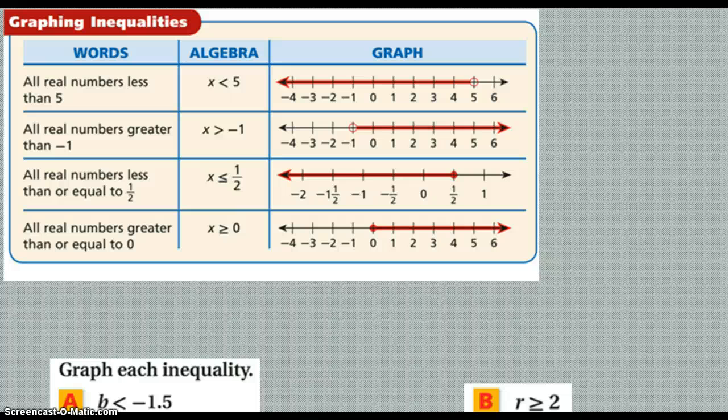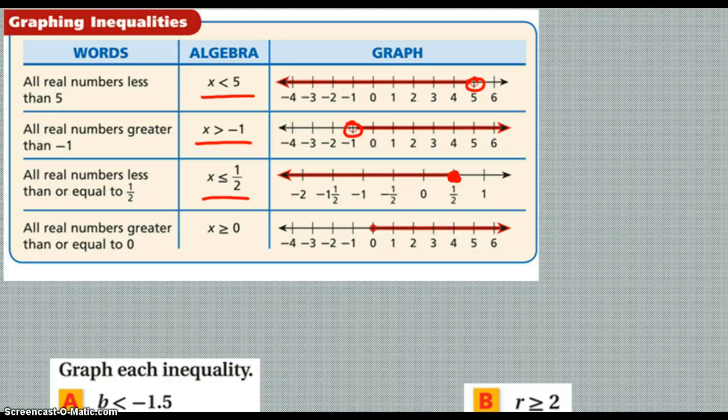And this is a chart that describes that. So they give you a little example. If we look at the first one, this is x is less than 5. Less than 5 does not include 5, so there's an open circle on 5. x is greater than -1, so all things greater than -1, but not including -1. And then we look at x is less than or equal to 1/2. The only difference is we actually include 1/2. We shade in that circle. And then lastly, x is greater than or equal to 0. We shade in that circle because we're including 0, and then anything greater, so we shade to the right.